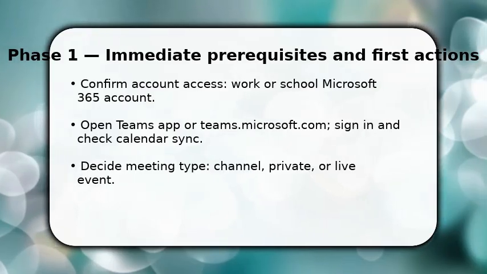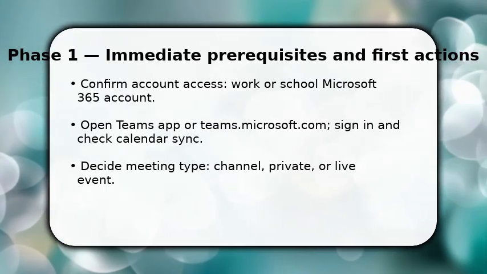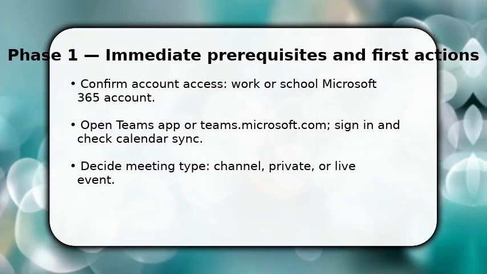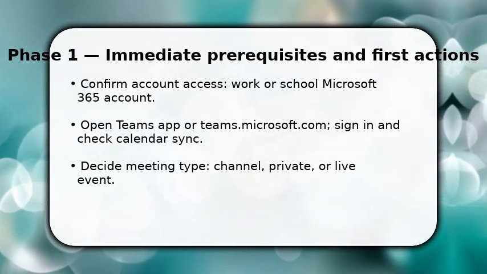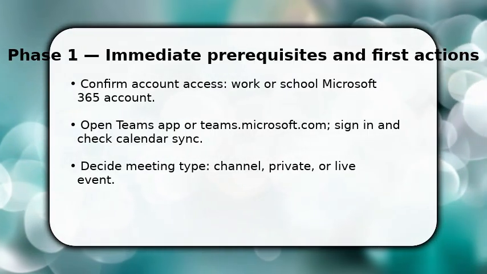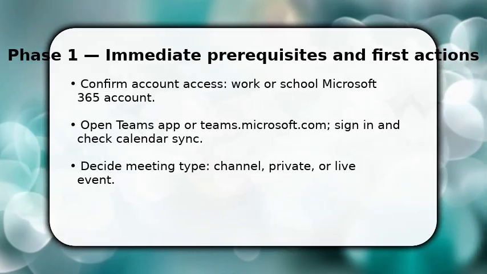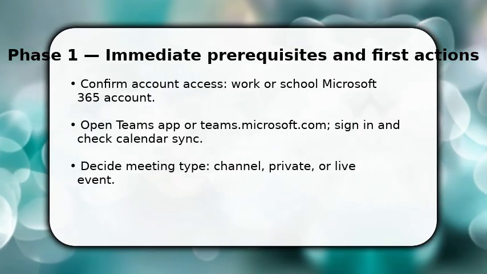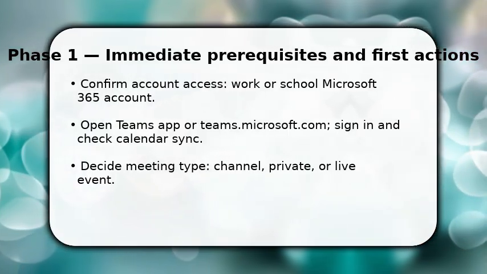You begin by confirming you have a work or school Microsoft 365 account and that calendar access is enabled. Open Teams, desktop or web, and sign in. Once done, go to the Calendar tab. Choose the meeting type right away. Channel for team visibility, private for selected attendees, or live event for large audiences.